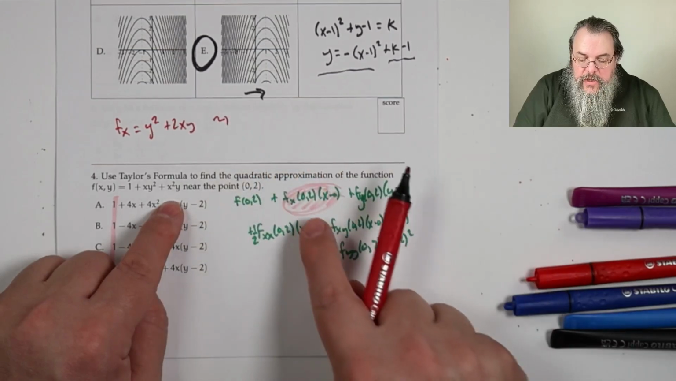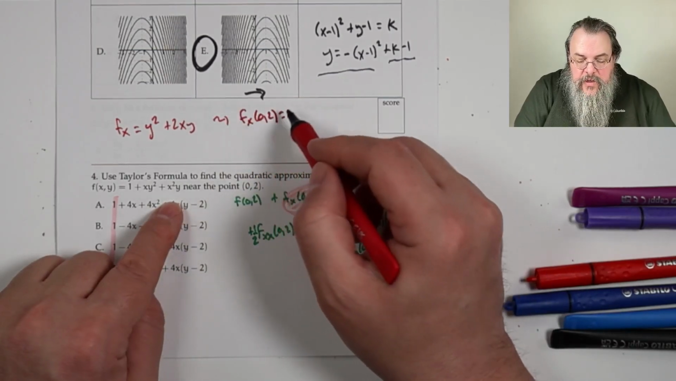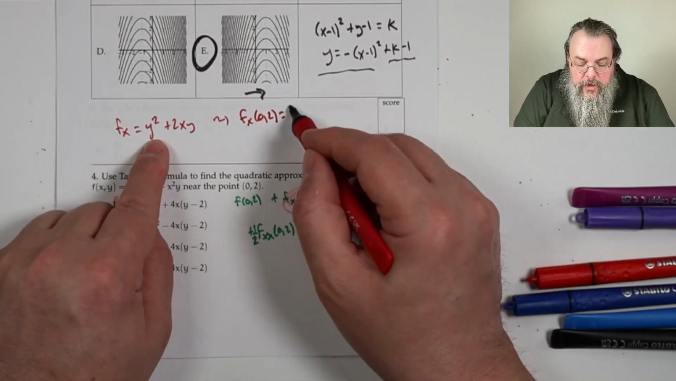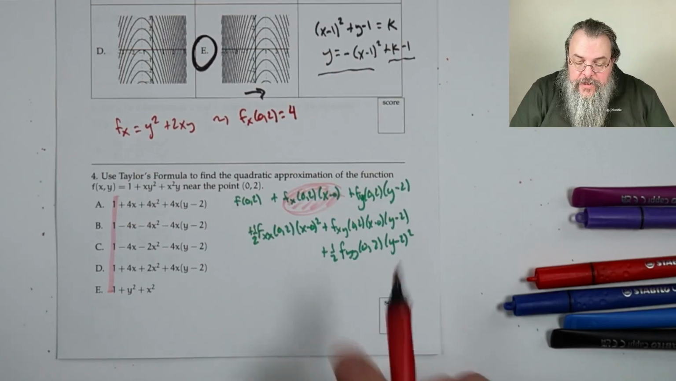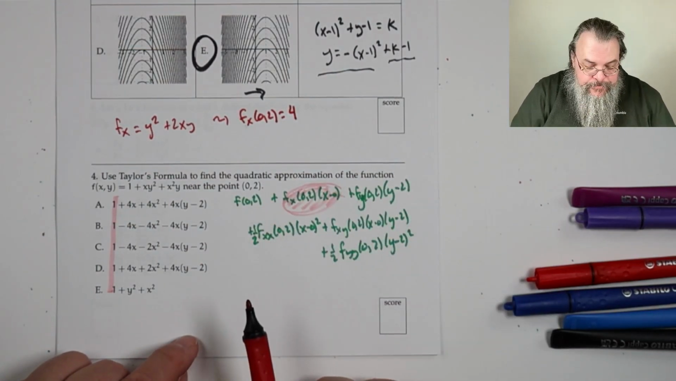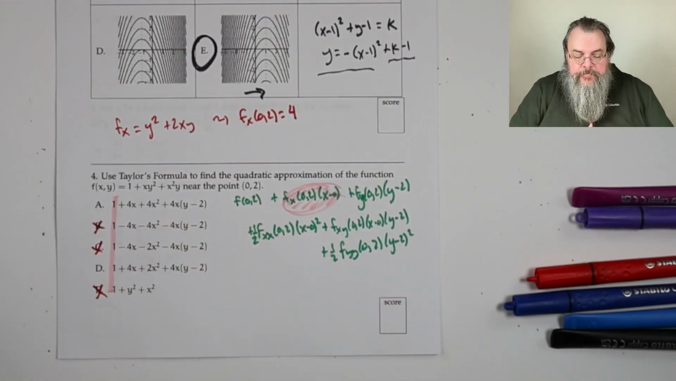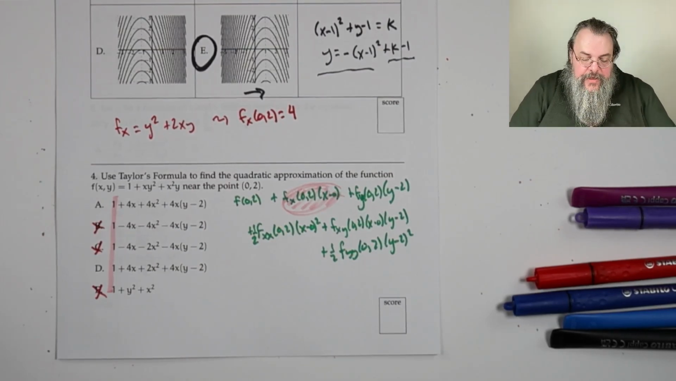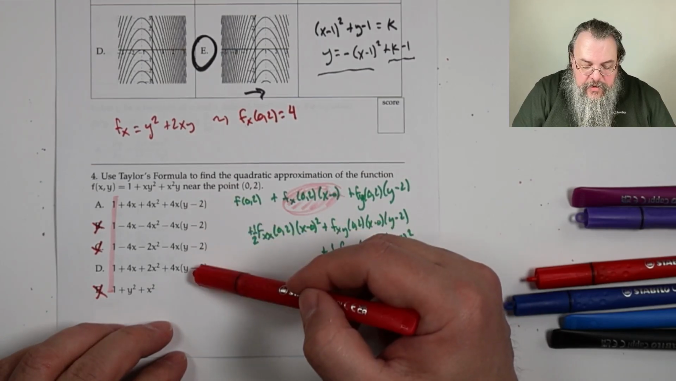Now, plug in 0, 2. f sub x at 0, 2 is 4 plus 0. Okay, so we want the coefficient for x to be 4. Okay, that rules out B, C, and E. So we're down to A or D. Okay, good. Now, looking at A and D, we say, hey, this part agrees.